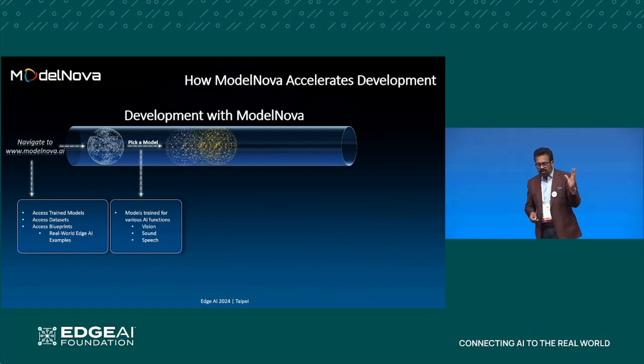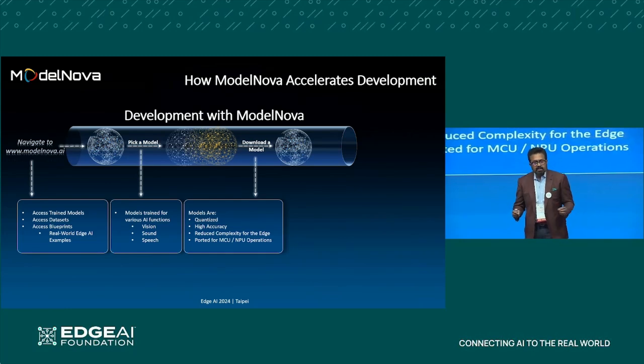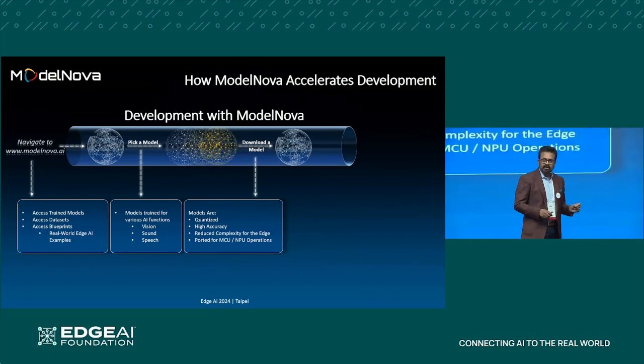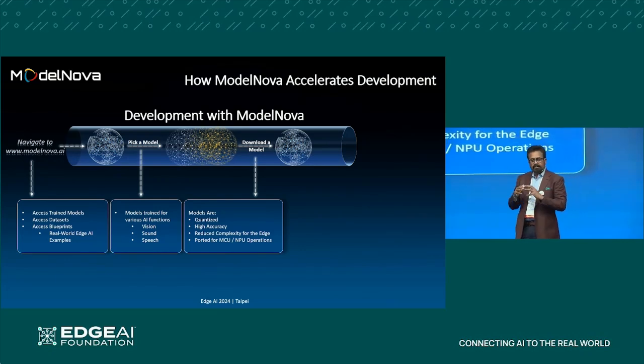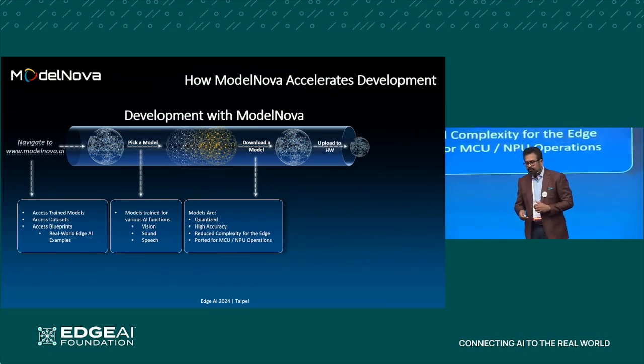We have 3 different types, all pre-trained, accurate, and for vision, sound, and speech. You download the model. These are already quantized. These are already validated. These are already tested. And they are ported for MCU and NPU operation. So which means you can totally rely on it being very, very accurate in terms of its ability to give you a good product. You just upload it to your hardware directly.